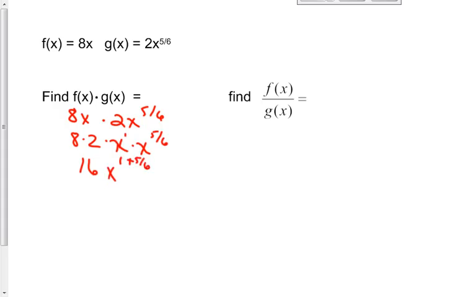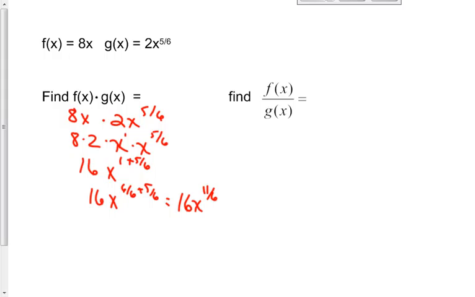16, x to the 1 plus 5/6. You need to make sure you have common denominators. Remember that 1 would be the same thing as x to the 6/6 plus 5/6. 16, x to the 11/6. You don't need to reduce that fraction. Leave it as raised to the 11/6.